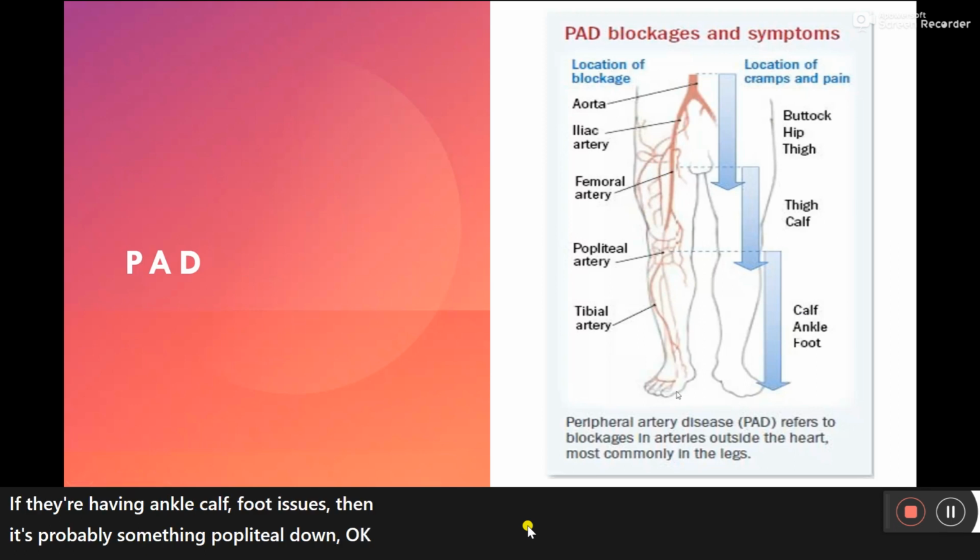So remember, wherever the pain is, the blockage is going to be just north of that area. So we have to think what vessel feeds this area and what's right above that area. And that's probably where your blockage is going to be. Any questions here?